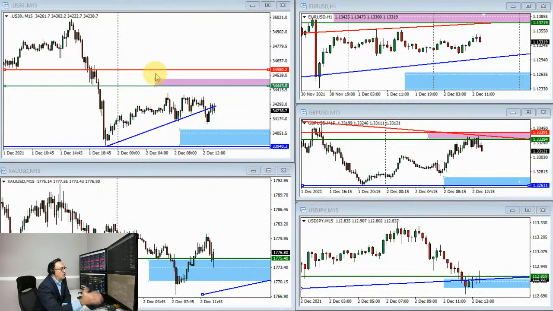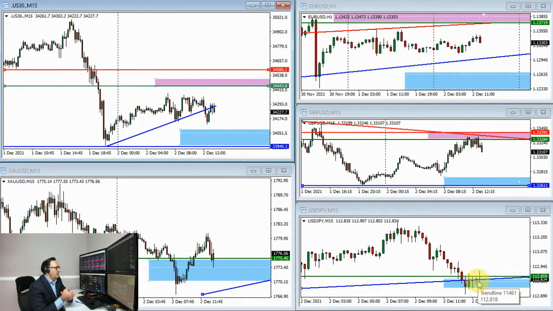So today I'm looking at Dow. I'm already short Dow Jones. This is this one here. I'm already long gold, and at this level here, 1775, the same level we were talking about yesterday. I am short euro dollar. I'm also short cable, and I'm also long dollar yen. So I have plenty of things open today, and plenty of things that I want to talk to you about.